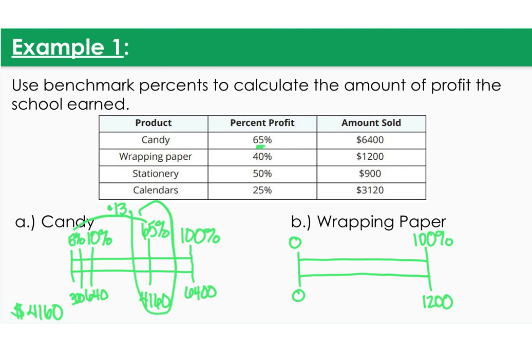So if I go all the way back down to 20%, which means how do I get from 20% to 100? It's multiplying by 5. So the opposite would be dividing by 5, which is 240. And then to get back to 40%, how do I get from 20% to 40%? I multiply that by 2, so that would be $480.